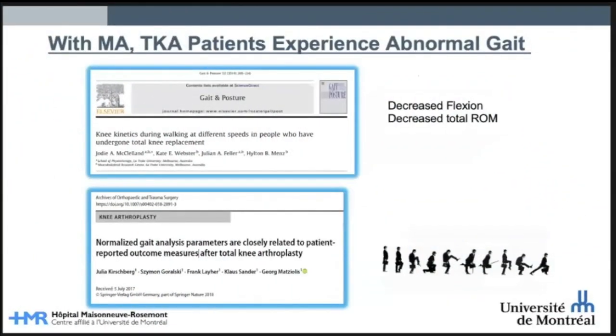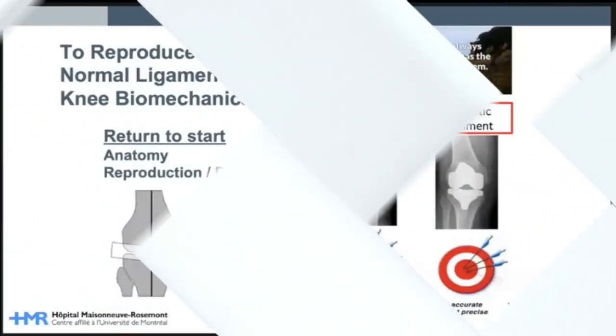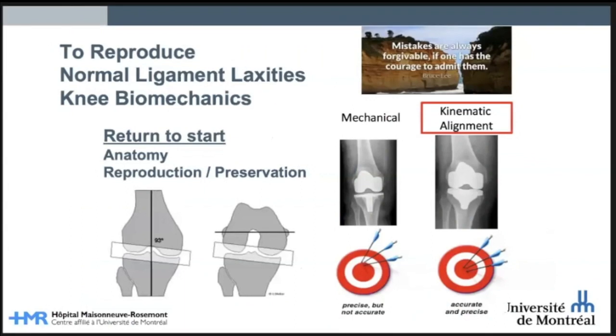A number of studies evaluated patients after total knee arthroplasty in the gait lab with sophisticated instruments and tools, and they all showed that a total knee replacement implanted with mechanical alignment does not reproduce a normal gait or knee kinematics. So what is the solution? To reproduce normal ligament laxities and normal knee biomechanics, I think we should return to the start, look at anatomical studies, to reproduce or preserve the native knee function and geometry.